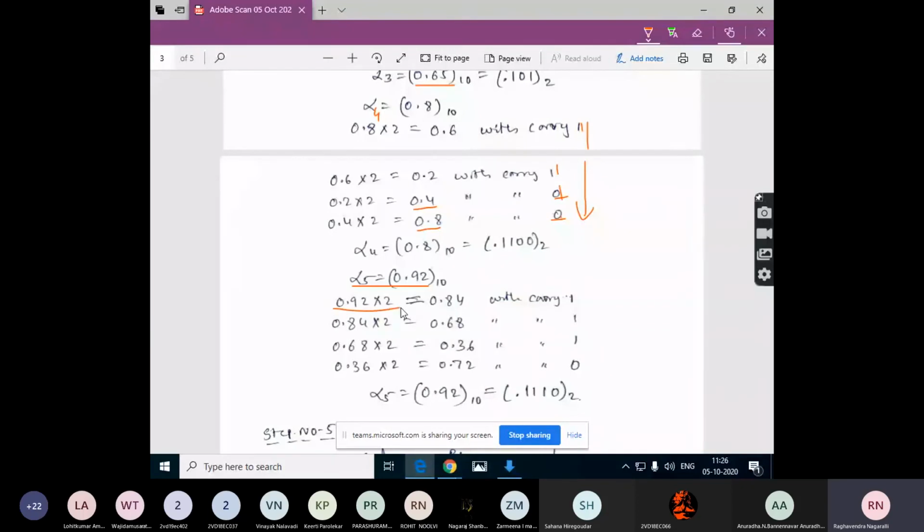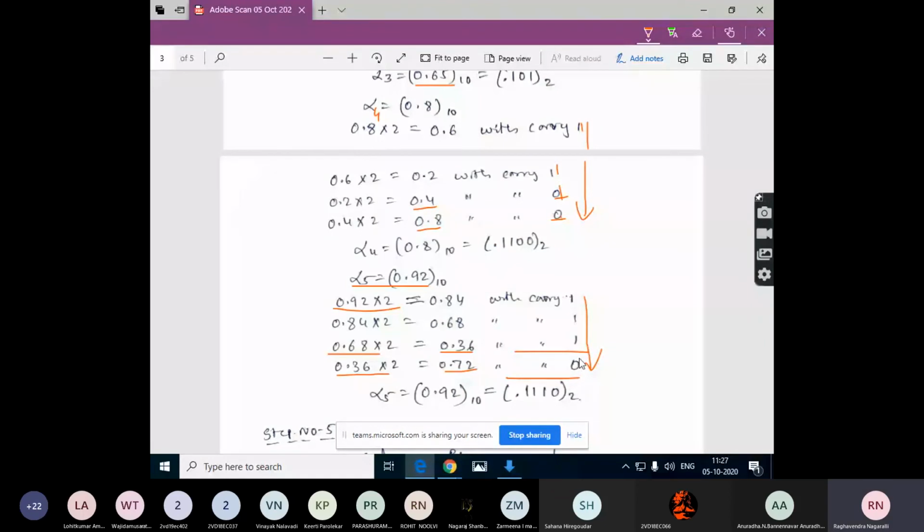So alpha 5 is equal to 0.92 in decimal. So 0.92 into 2 is 1.84 with carry 1. 0.84 into 2, it is 1.68. So it will take as 0.68 with carry 1. So 0.68 into 2, it is 1.36. So we will take that as 0.36 with carry 1. So 0.36 into 2, it is 0.72. So there is no carry of 1. It is 0. So alpha 5 is equal to 0.92 in the decimal, and in binary it is .1110 in the binary form.